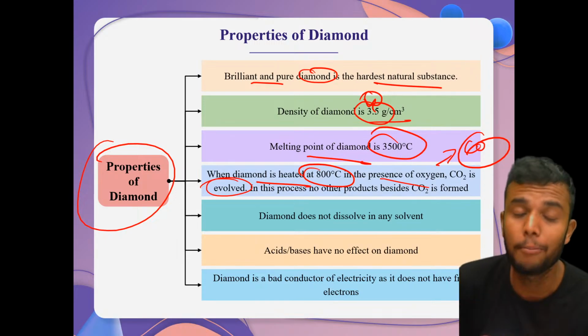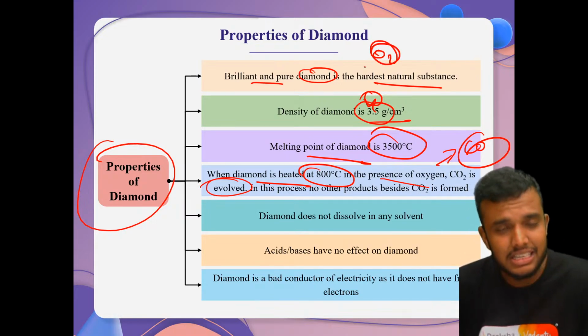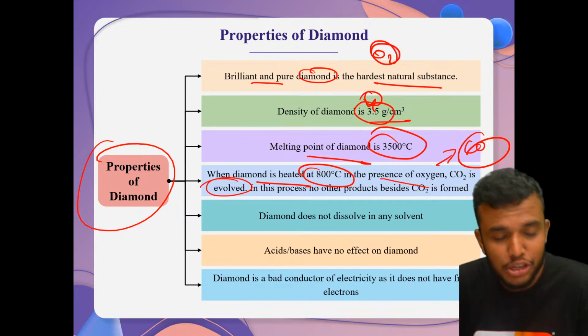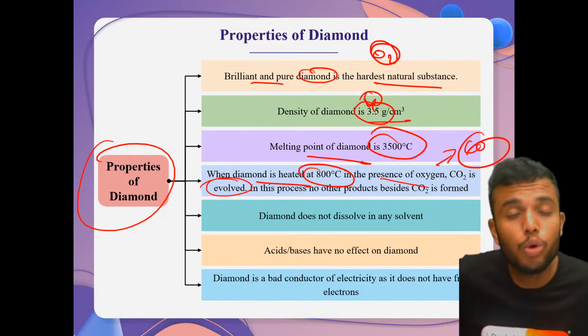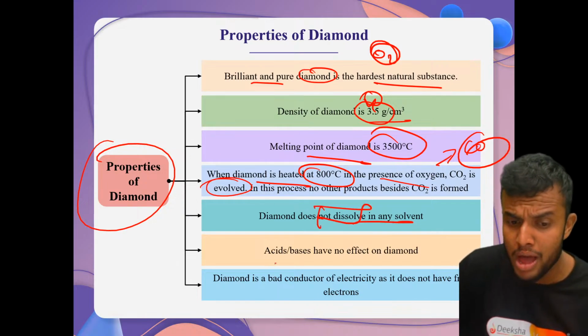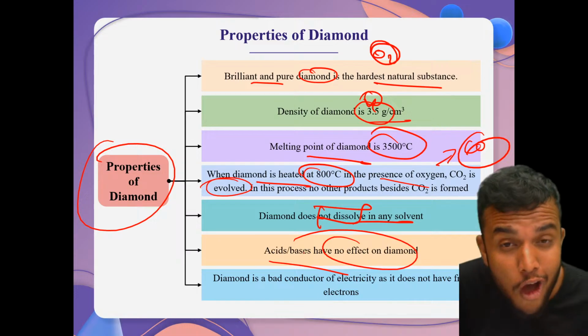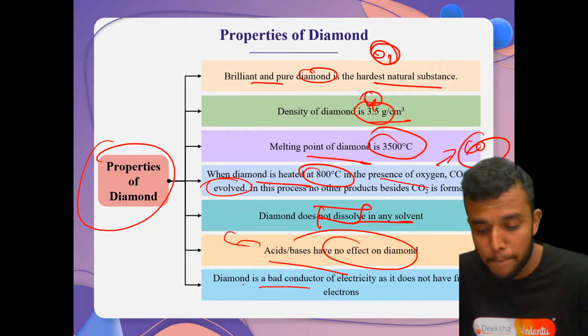Every carbon compound, why? Because if we heat the carbon in the presence of oxygen, definitely it releases CO2, a combustion reaction. In this class only we discussed that reaction, and we are going to discuss the same reaction. Then diamond does not dissolve in any solvent. Acids and bases have no effect on diamond, and diamond is a bad conductor.